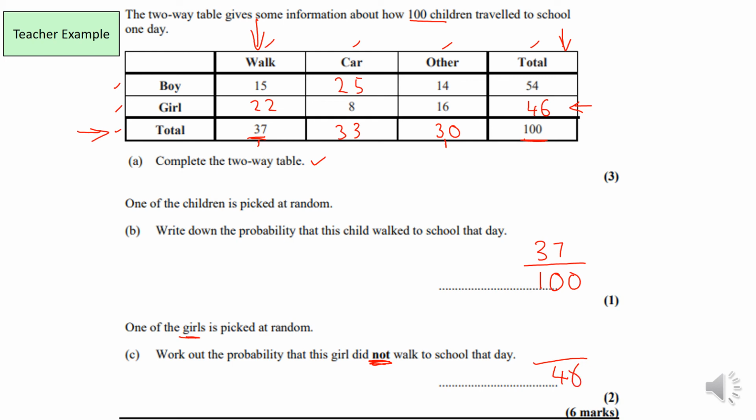46. But the question says did not walk to school. This one here is walk to school, so this one is by car and that one is other. So all I'm going to be doing is adding them two together. So it's going to be 24 out of 46. You could just leave your answer as that. We don't need to simplify in probability.